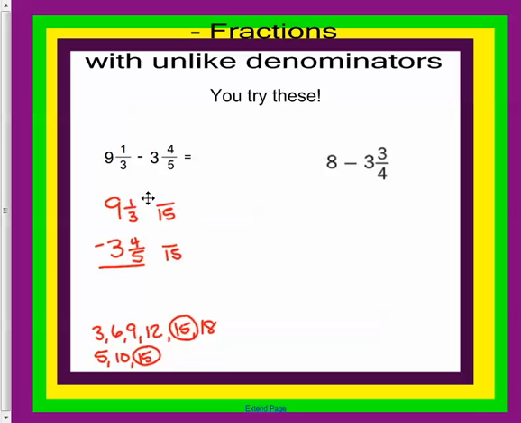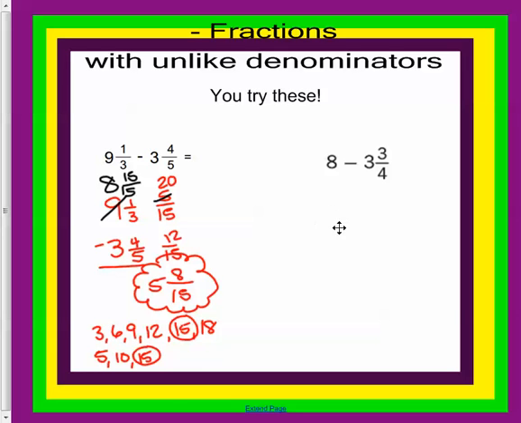I know 3 times 5 is 15, so 1 times 5 is 5. I know, again, 3 times 5 is 15, so 3 times 4 would give me 12. I can't subtract, so I'm going to regroup this 9 into an 8 and 15/15. So really what I have here is not 5 but 20. Okay, so now I can subtract. 20 minus 12 is 8, and I get 8/15, and 8 minus 3 is 5. And notice that I can't simplify the 8/15, so I'm finished.